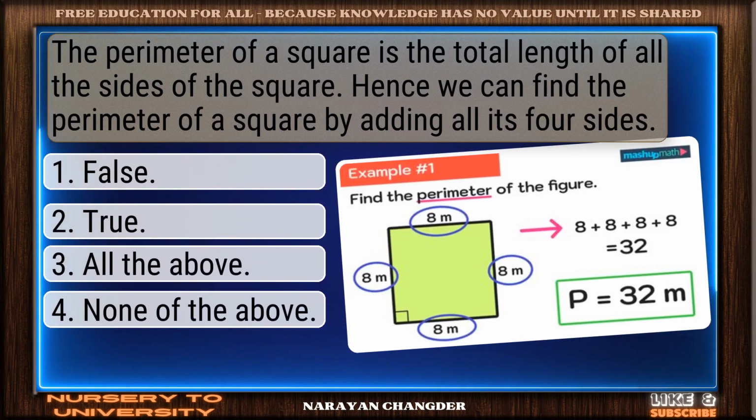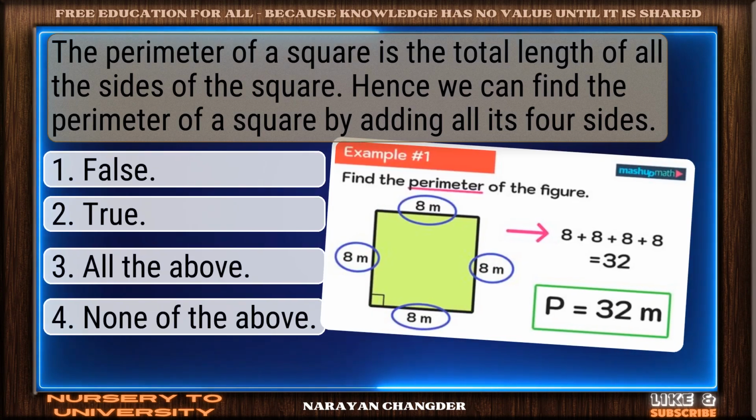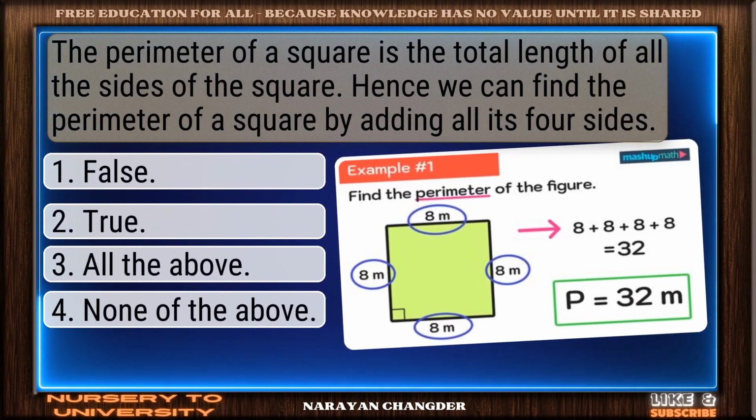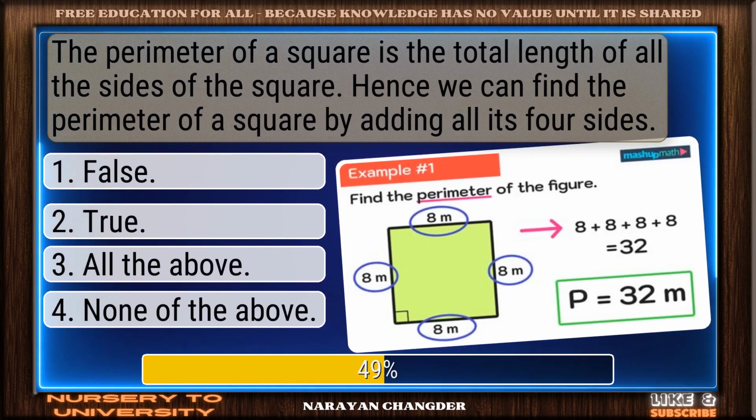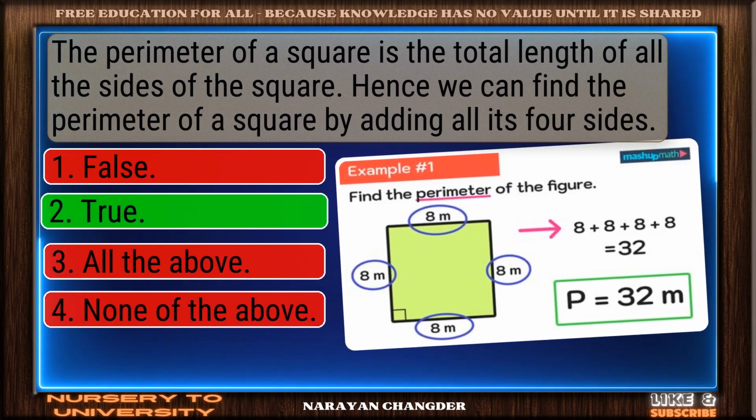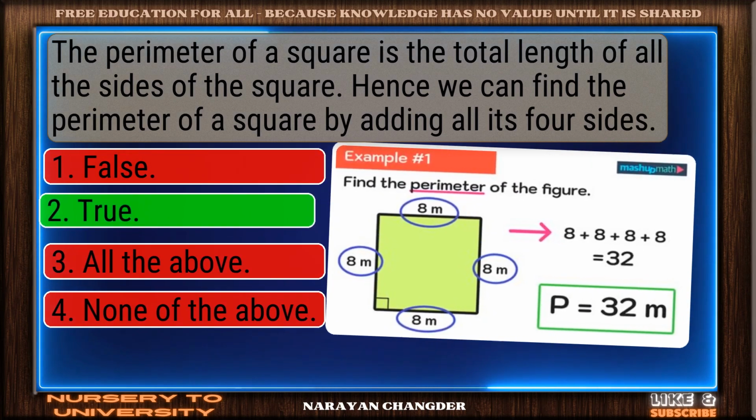The perimeter of a square is the total length of all the sides of the square. Hence, we can find the perimeter of a square by adding all its 4 sides. On track. True is the correct answer.